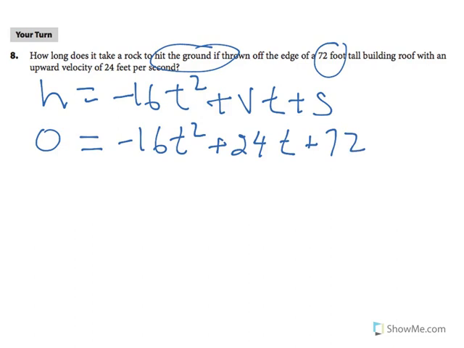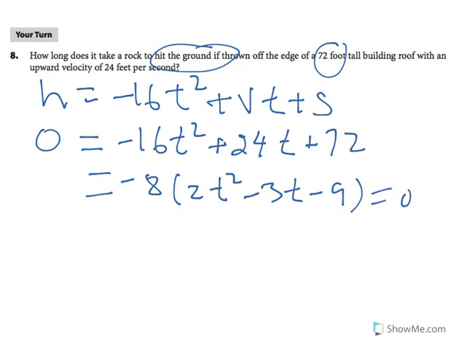So here we can factor this out. 16, 24, and 72 all have a common factor of negative 8, so let's factor out a negative 8. This gives us 2t squared minus 3t minus 9 equal to 0. So we can factor this, which gives us 2t and t, and a negative 3 and a positive 3.